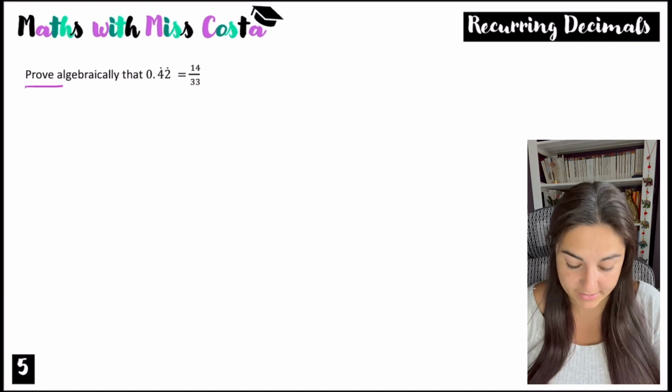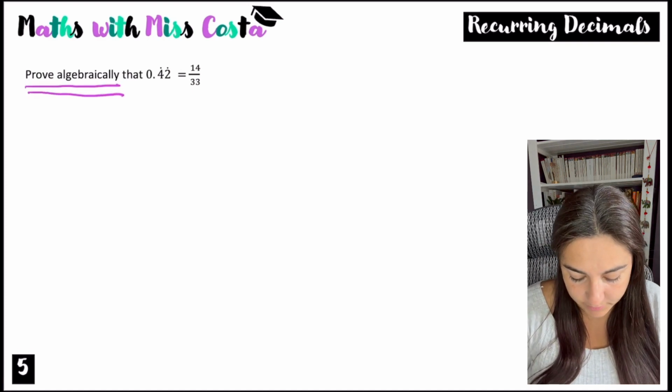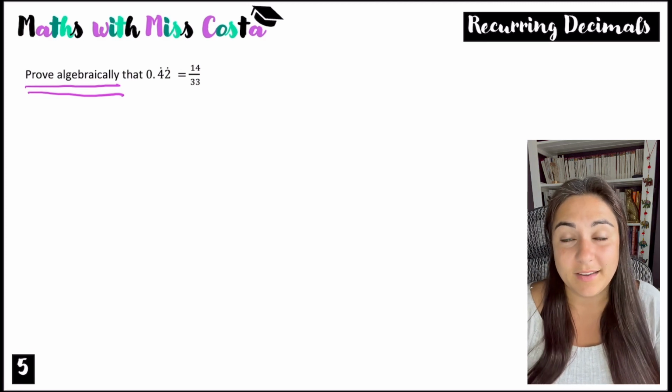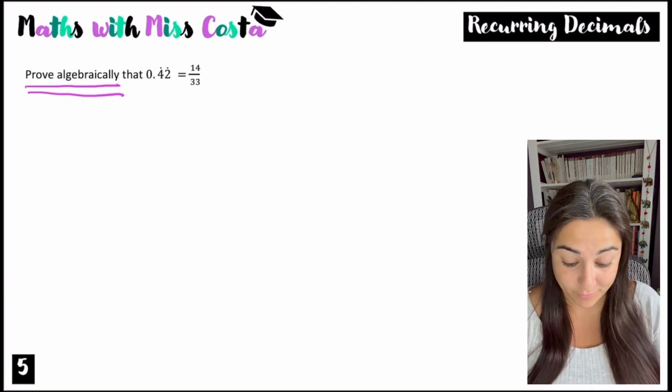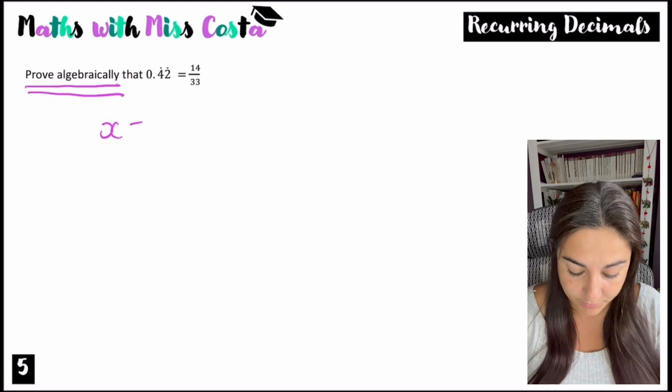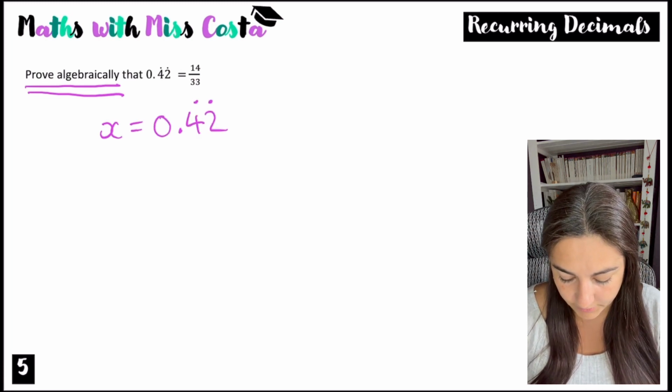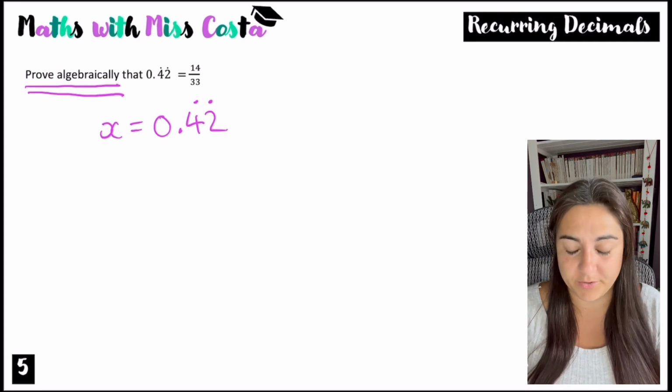Okay, next we've got recurring decimals. So here it says prove algebraically. Now, obviously this is a calculator paper. You could just type 0.42 recurring into your calculator. It would convert it for you. However, you need to show this algebraically. So we start by saying that x is 0.42 recurring. X is always going to be your original value.